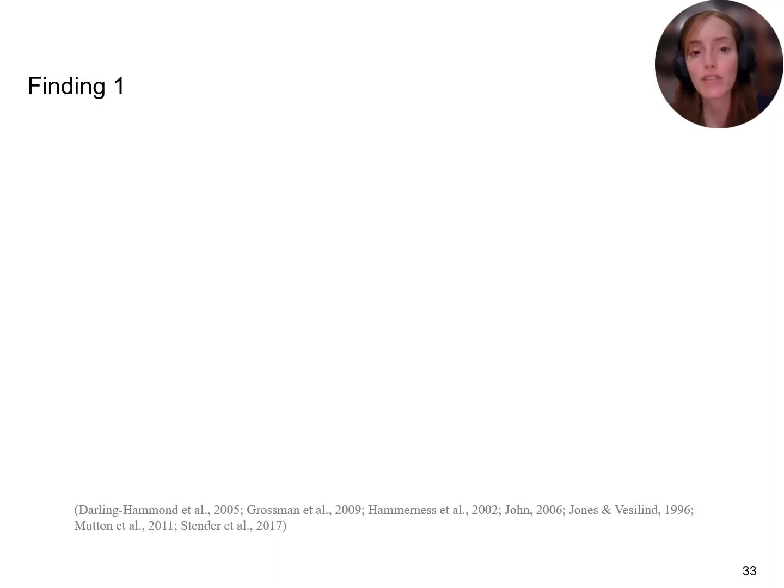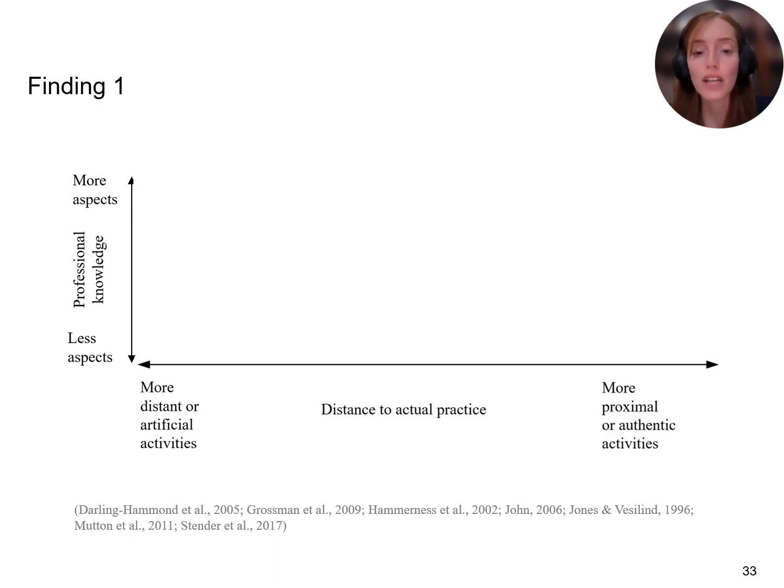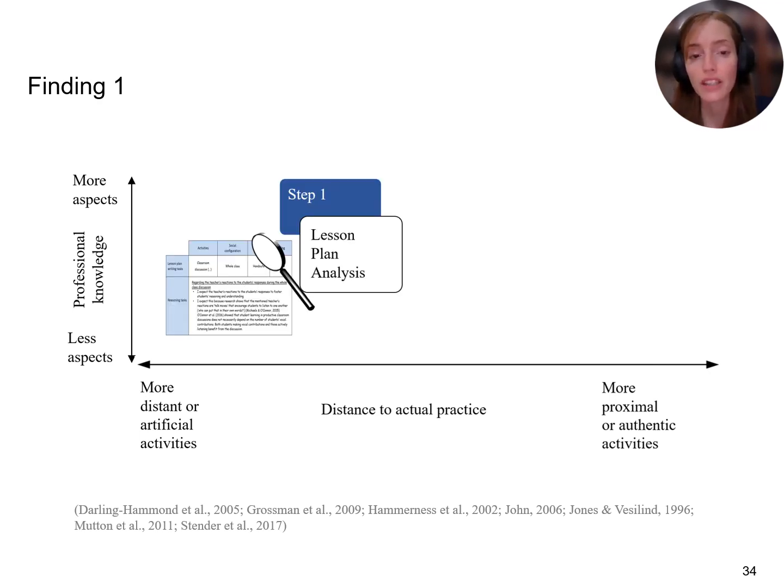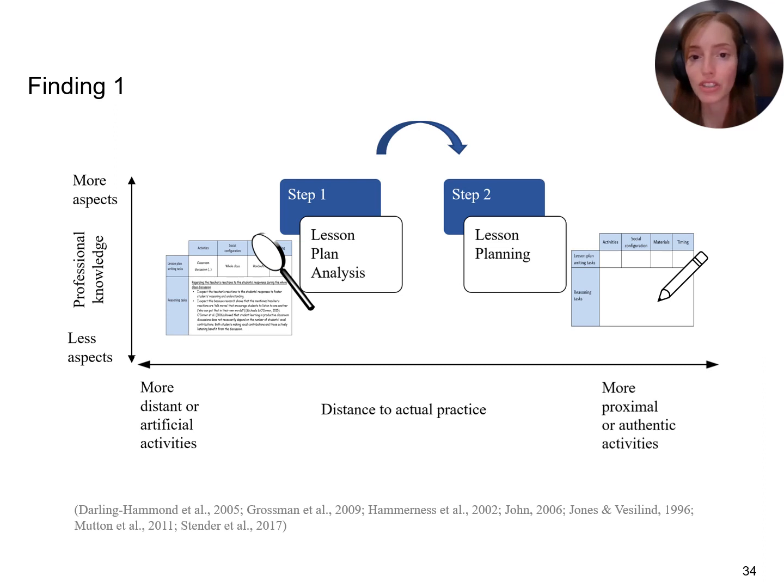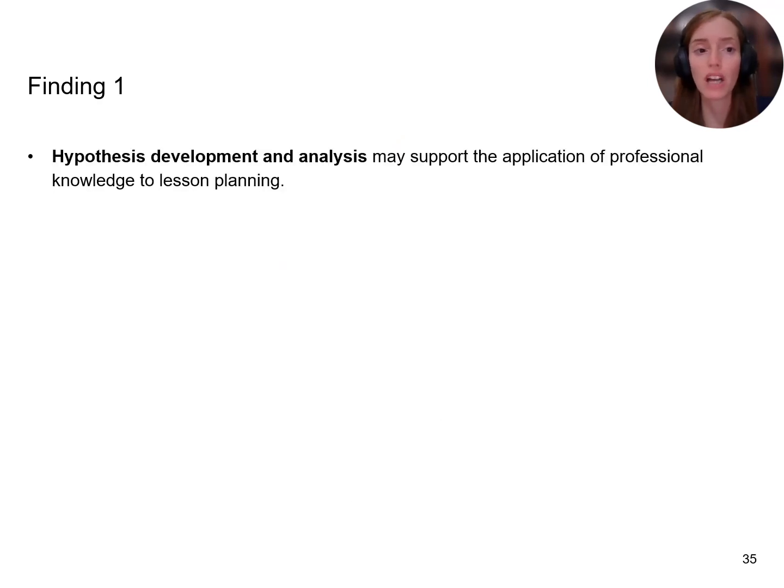Pre-service teachers may receive opportunities for the gradual application of professional knowledge to lesson planning activities that are gradually more authentic. They may first analyze lesson plans and hypotheses, second, plan their own lessons and develop hypotheses, and then engage in further cycles, starting with the analysis of lesson plans that have been previously enacted. This model suggests that the development and analysis of hypotheses may support the application of professional knowledge to lesson planning.